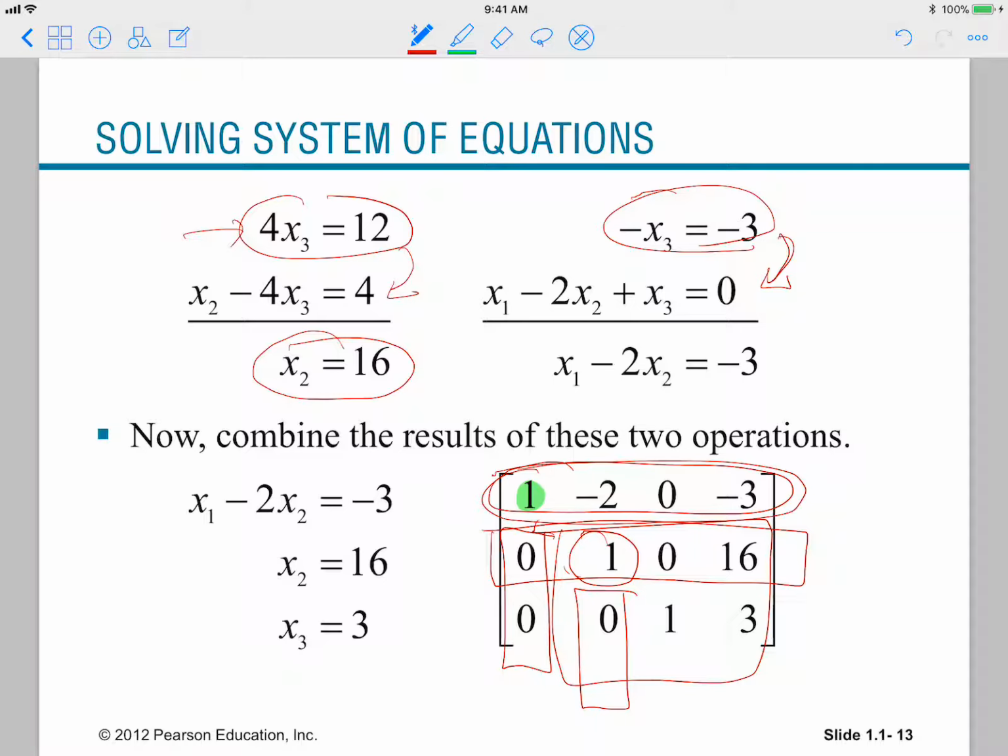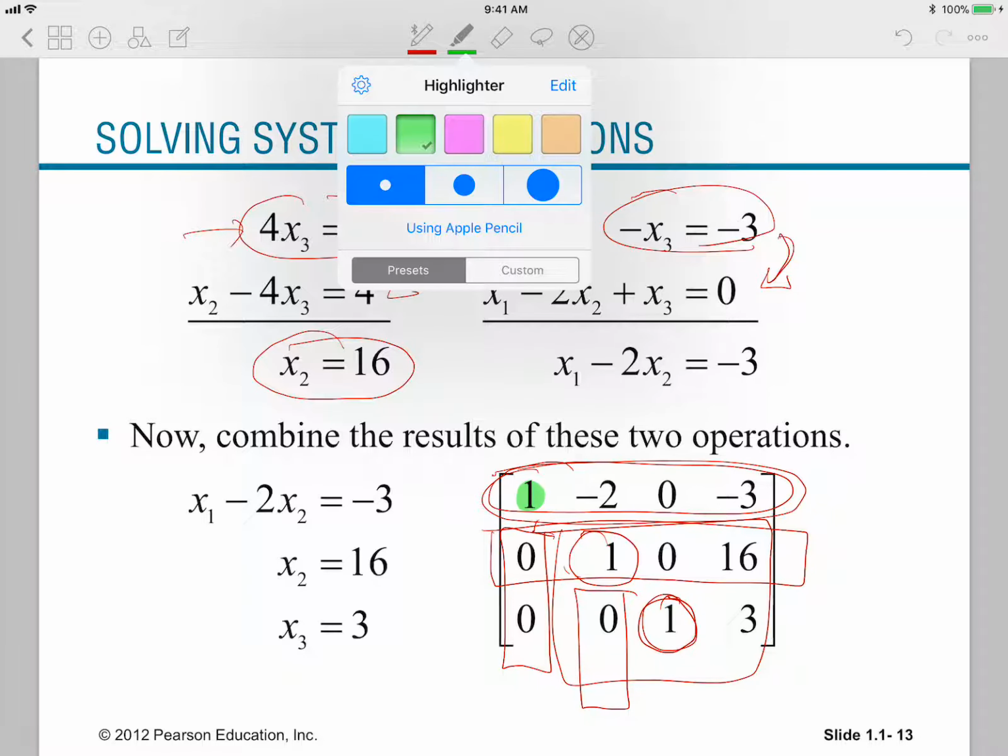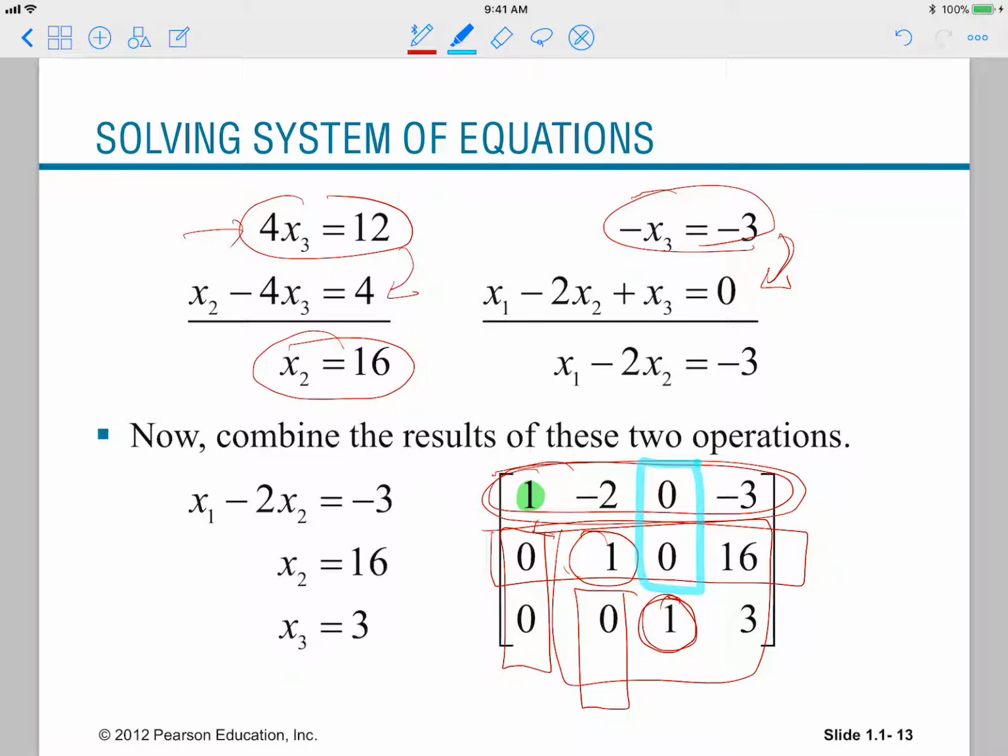Once we obtain a single variable in a single equation, now we go back by looking up in the above equations. Okay, so we start with this one, and then remove all of them. Okay, and then starting with this one, and then we remove all of them.